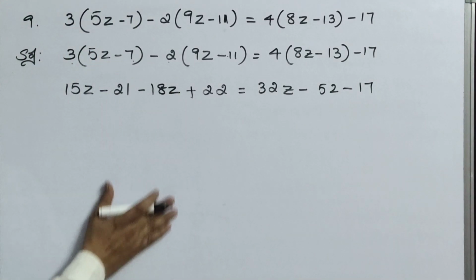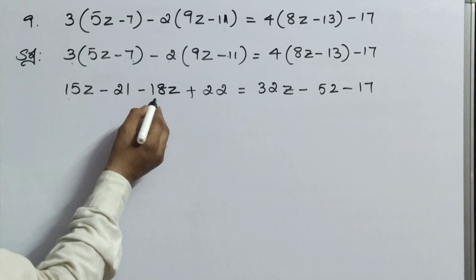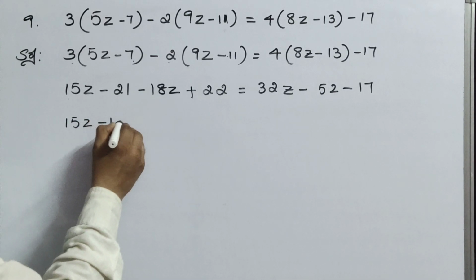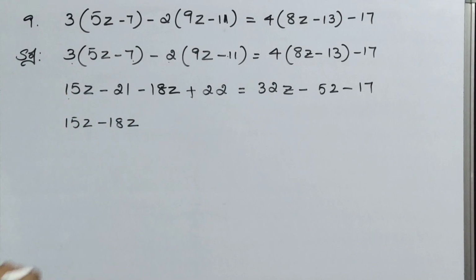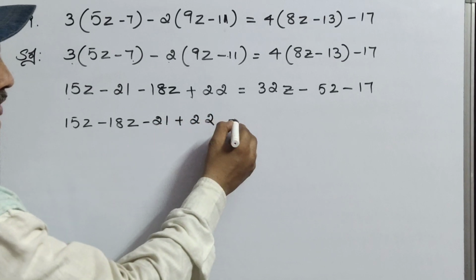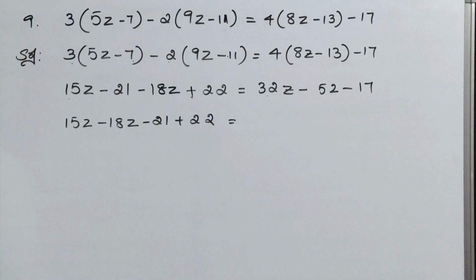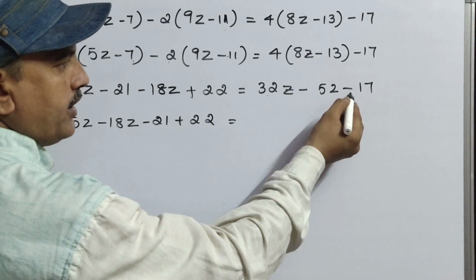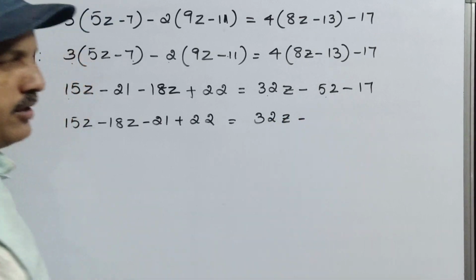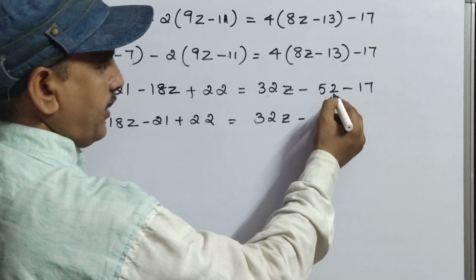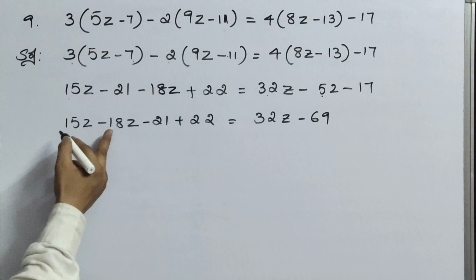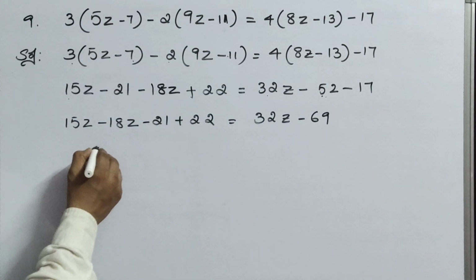Now first simplify in this left hand side, then right hand side. 15z minus 18z, how much? Right here 15z minus 18z. He has to simplify first, no? Simplify it. Minus 21 plus 22 equals 32z minus 52 minus 17. So 32z minus 52 minus 17, both are negative. We have to add 7 plus 2 is 9, 5 plus 1 is 6. Next 15 minus 18, that is minus 3z.